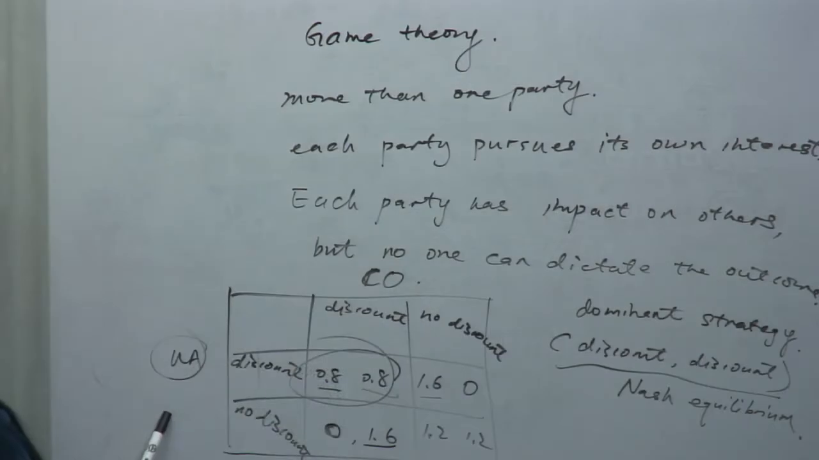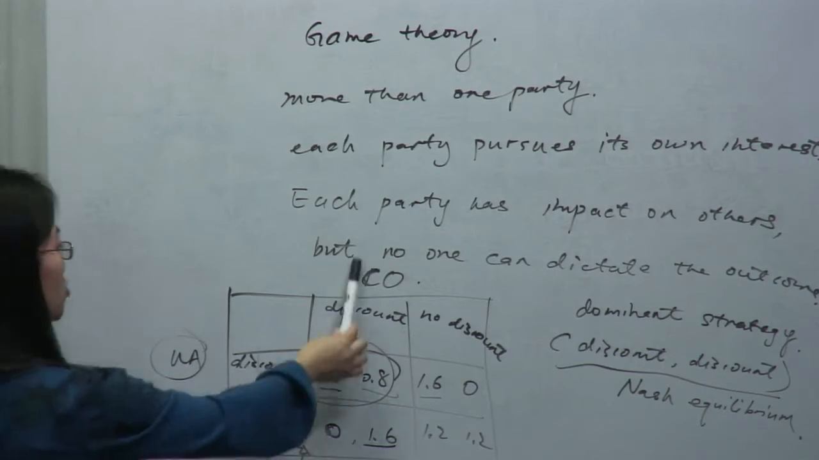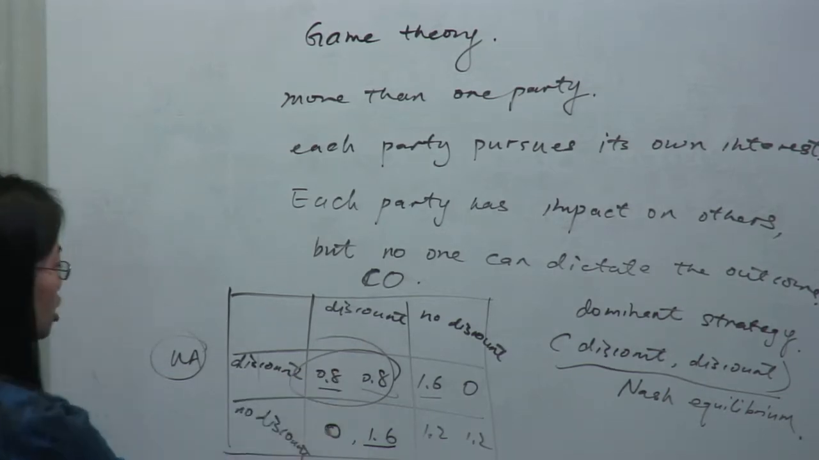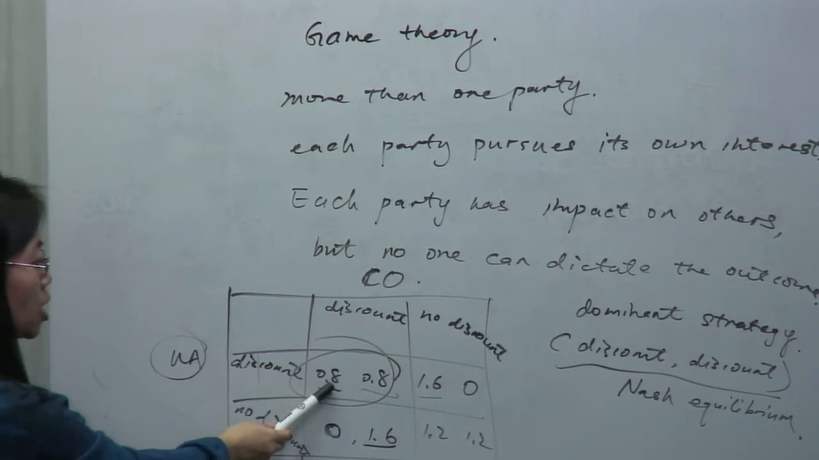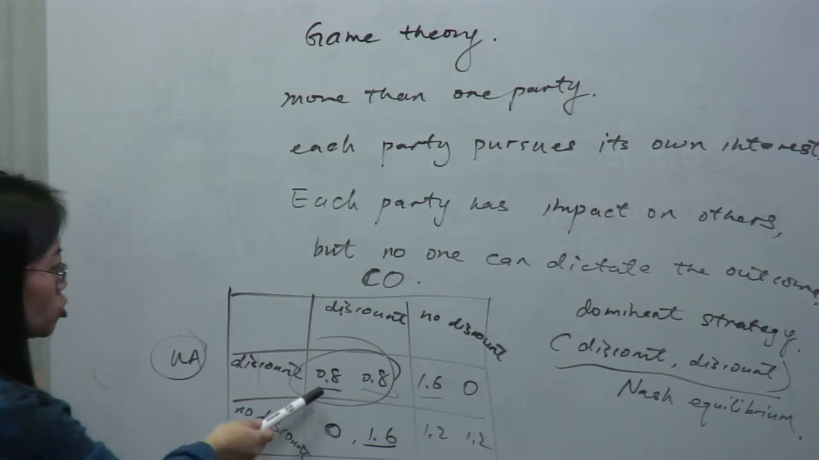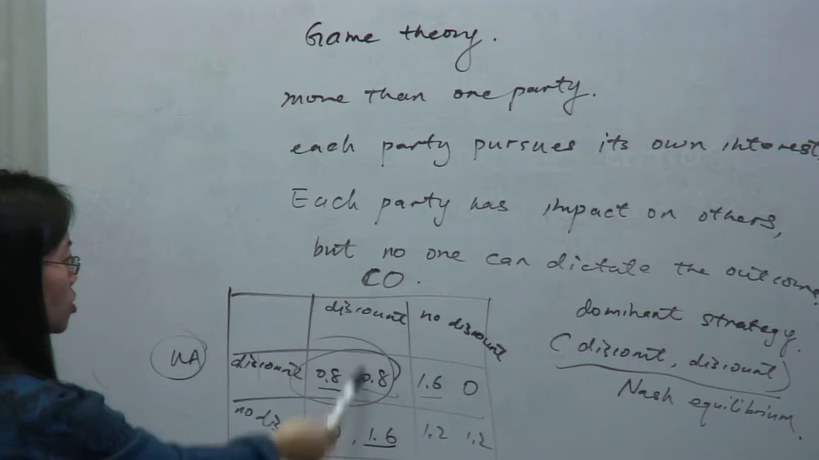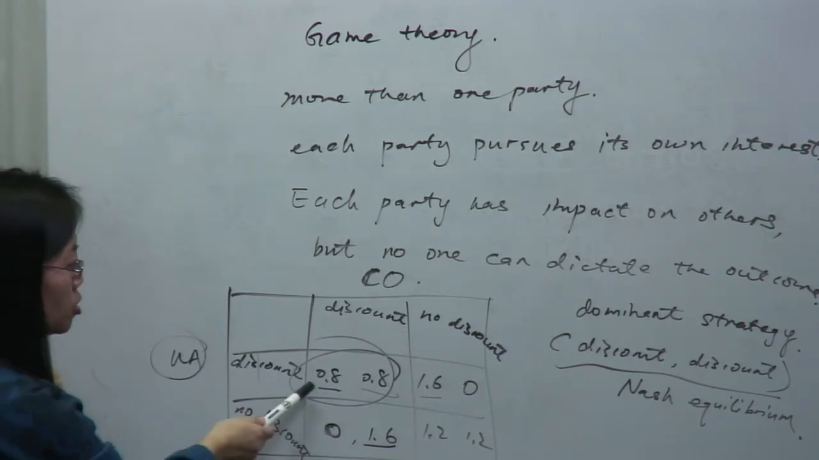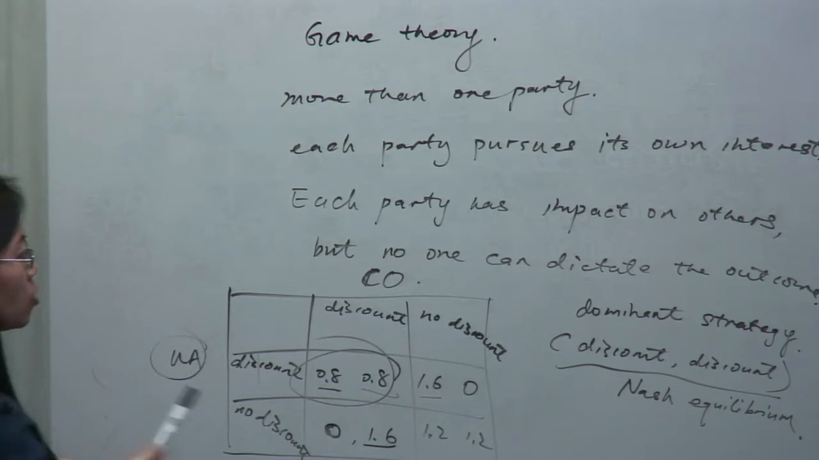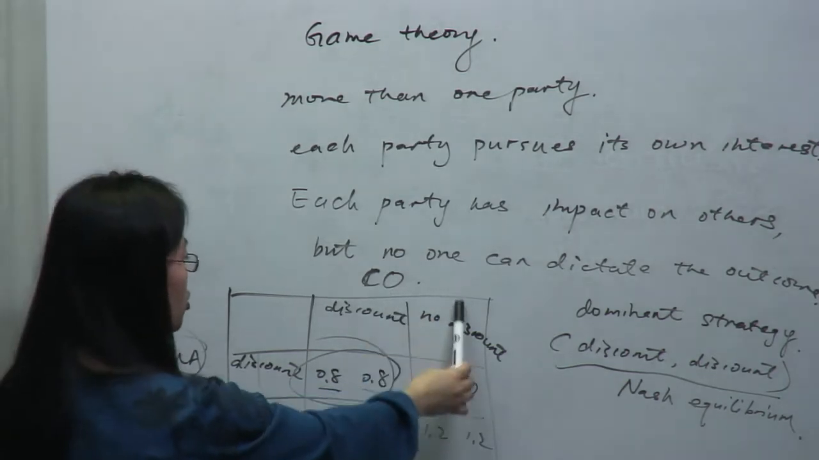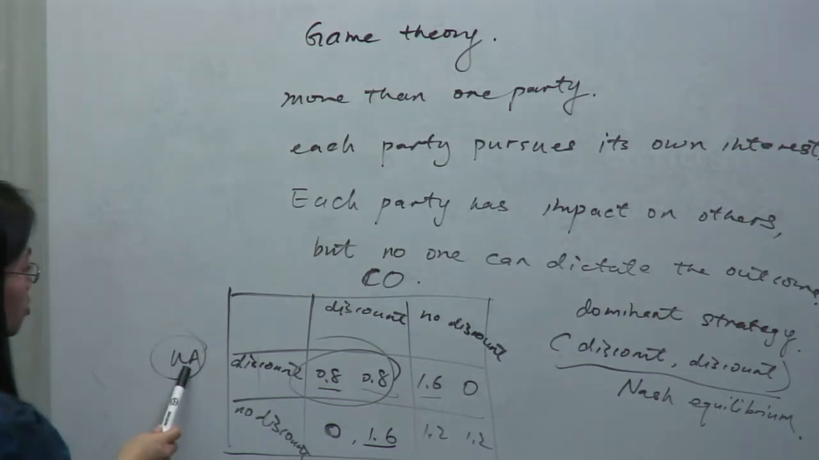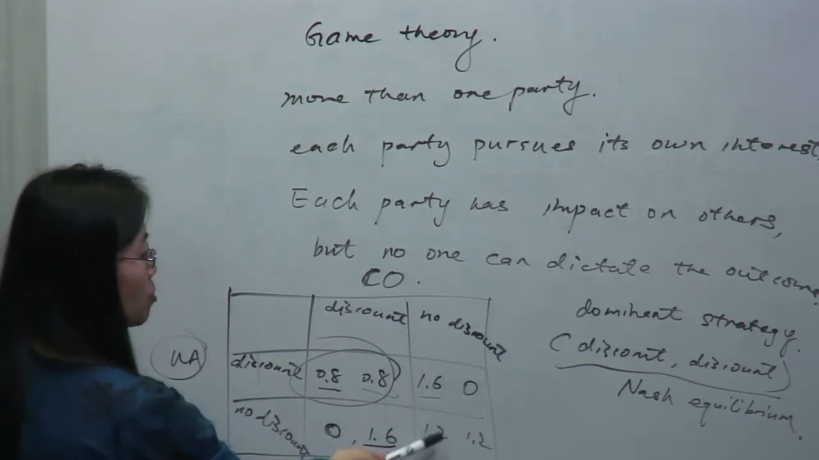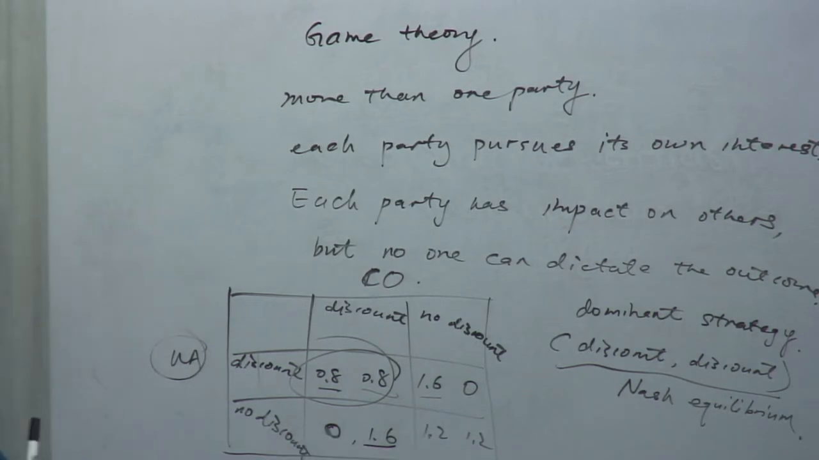When you look for UA's strategy, you have to fix the other guy's strategy. Let's say you fix this guy's strategy. To figure out what you have to do, you compare these two numbers, right? By choosing discount, you can make 0.8. This is better than that, right? So you choose discount when Continental Airlines chooses the discount. So you mark this number here. Then let's fix again. Suppose Continental Airlines chooses to offer no discount, then you look at this column here. What's best for UA to do? By choosing discount, they can make 0.6. By choosing no discount, they can make 1.2. This is better, so you mark this number.